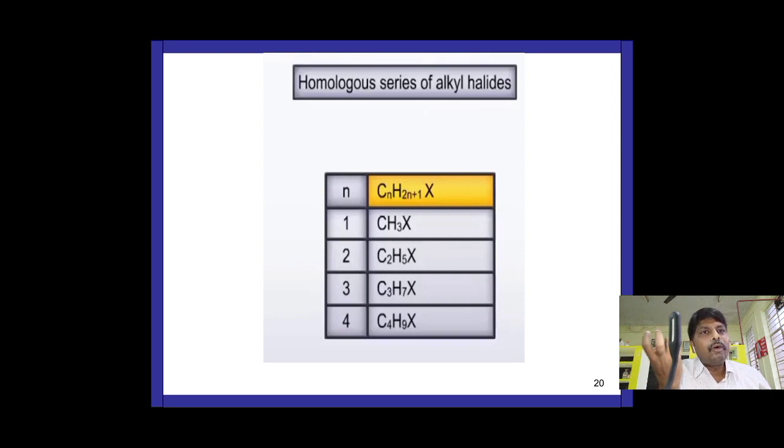So what is the homologous series? Any series of compounds having the same functional group and differing between two successive members by a CH2 unit is called a homologous series. You can find the homologous series of alkyl halides in this slide. The general formula is CnH2n+1X. What is the first member? Methyl halide. What is the second member? Ethyl halide. Third member? Propyl halide. Like this.